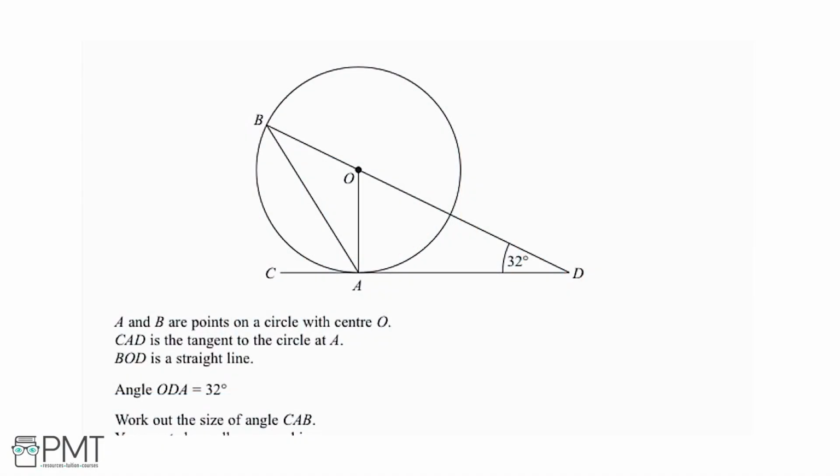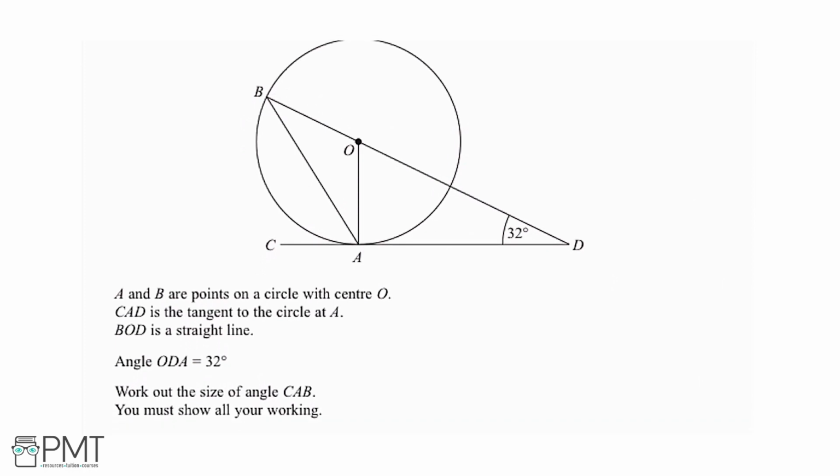A and B are points on a circle with center O here. CAD is a tangent to the circle at A. BOD is a straight line. And angle ODA is 32 degrees. And we need to work out the size of angle CAB. So this one here, showing all of our working.